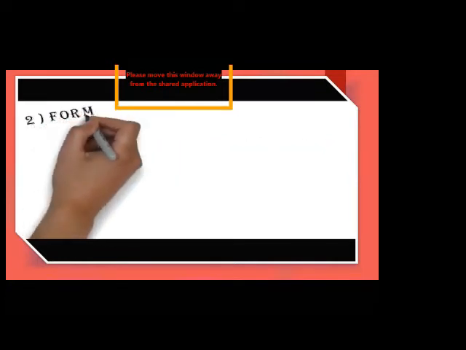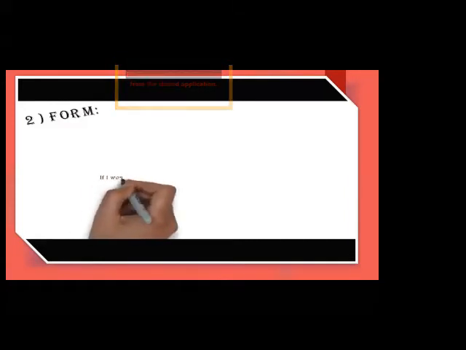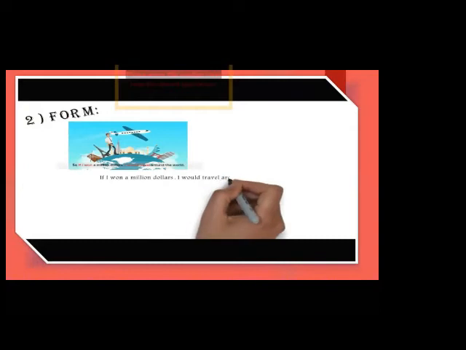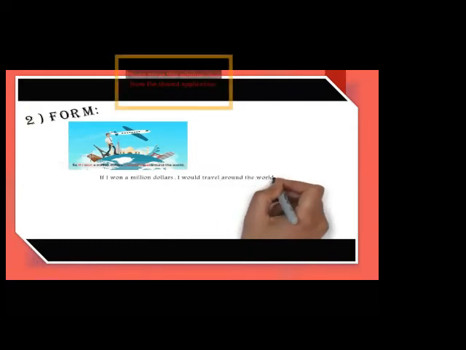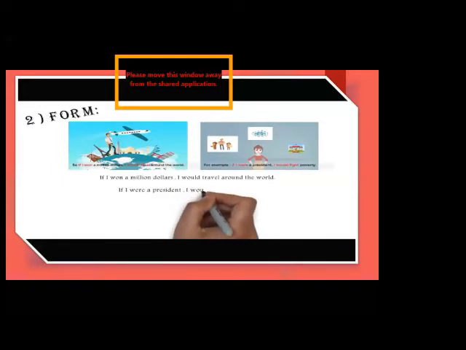Now, let's reconsider some examples from the animation in order to explore conditional type 2 form. If I won $1 million, I would travel around the world. If I were a president, I would fight poverty.